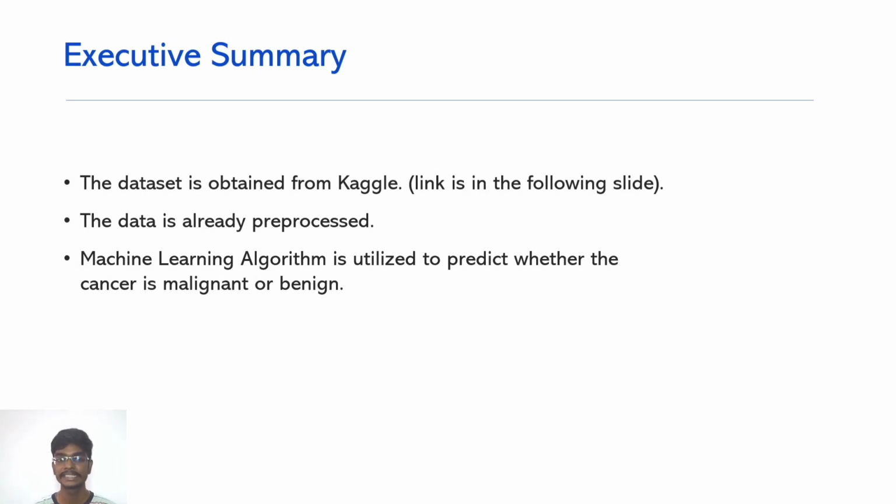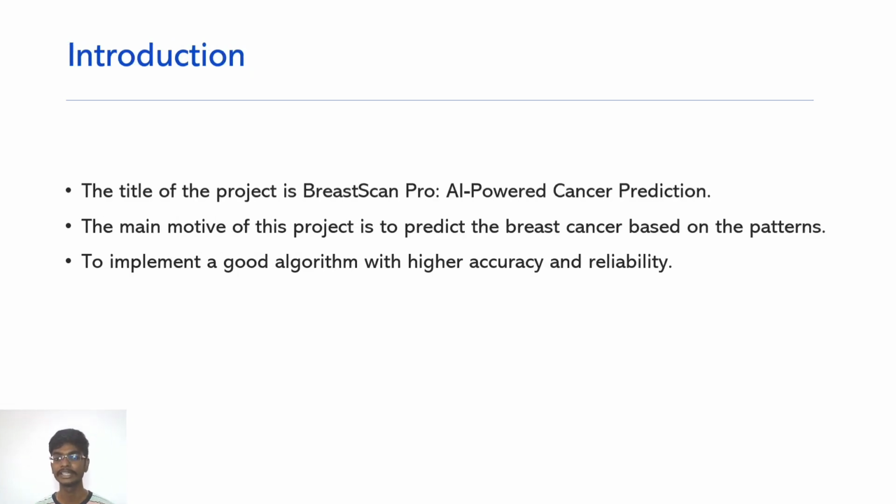So first, let's see the executive summary. Here I have mentioned that the data set is collected from Kaggle, and the data that we got is already pre-processed. So we don't have to do any wrangling techniques or pre-processing. It's a neat data set, and the only thing we have to do is convert the category values using label encoders. Then we have to apply the machine learning algorithm to predict whether the person is affected by cancer or not. Next, let's see the introduction.